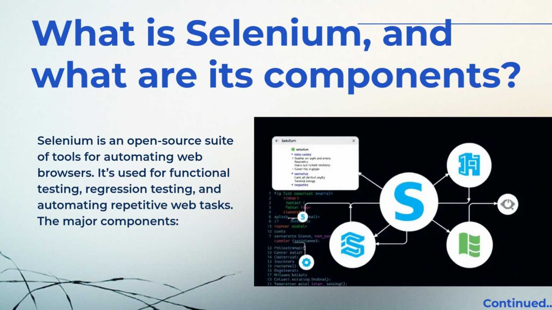Now let's talk about the Selenium suite, the components. Selenium is actually not a single tool. It's a suite of three main tools. First one, Selenium WebDriver. This is what 98% of companies use. WebDriver allows you to write actual automation scripts in languages like Java, Python, C Sharp, JavaScript, Ruby. It interacts directly with the browser's automation engine.